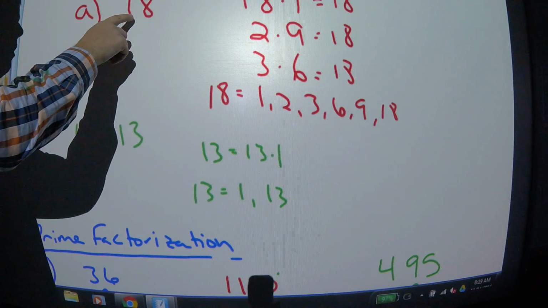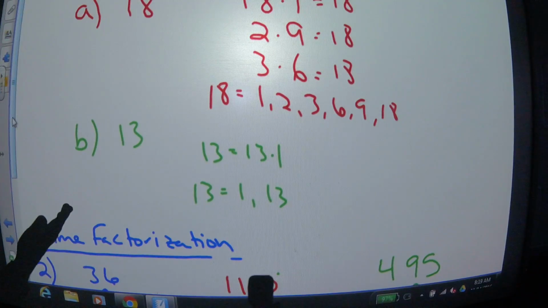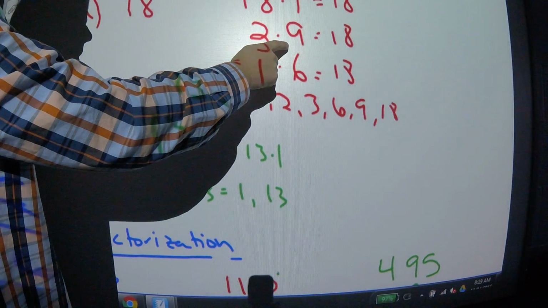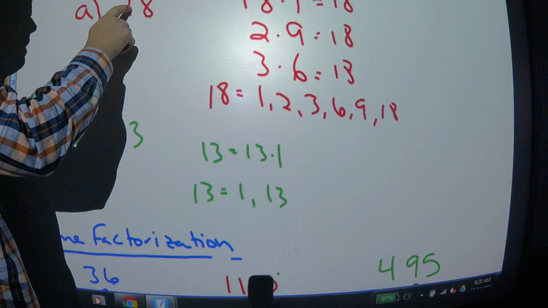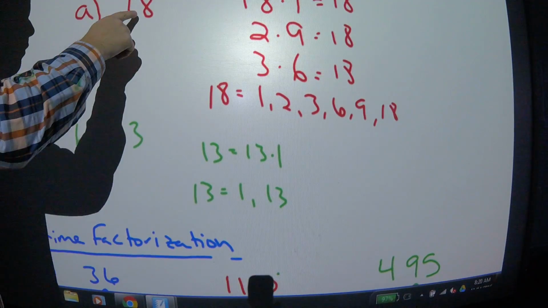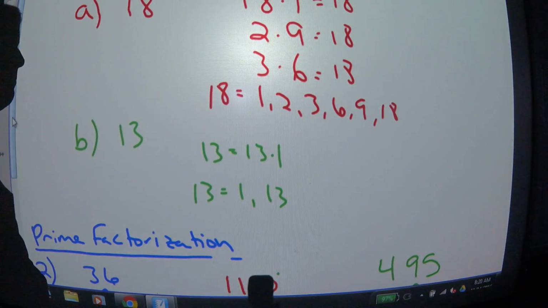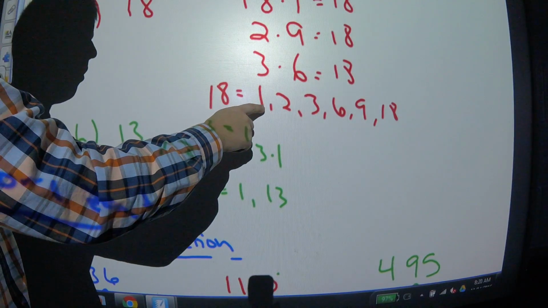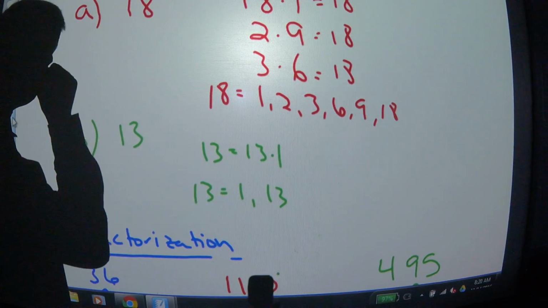Another thing you can look at, thinking back to your divisibility rules from the last section, is that 18 is an even number. So if I took 18 divided by 2, I'm going to get 9. So 2 times 9 gives me 18. Then if you add together 1 and 8, you're going to get 9, and 9 is divisible by 3. So therefore, 3 goes into 18. 3 times 6 gives me 18. These are the only factors of 18. So if you list them out, 1, 2, 3, 6, 9, and 18 are your factors.